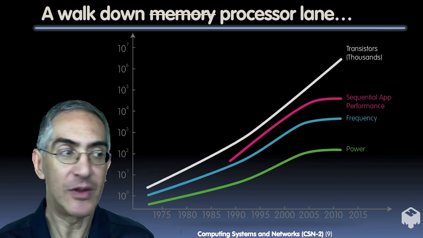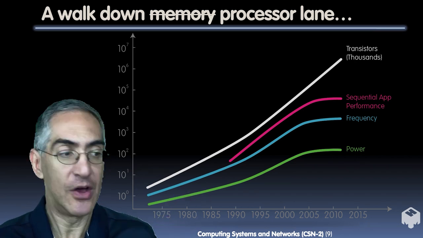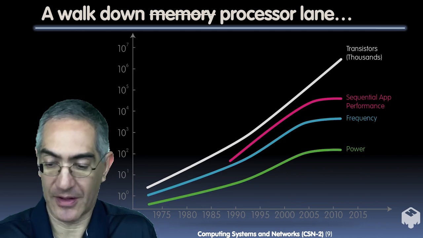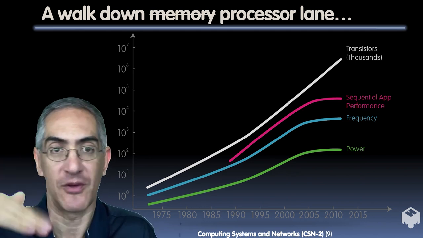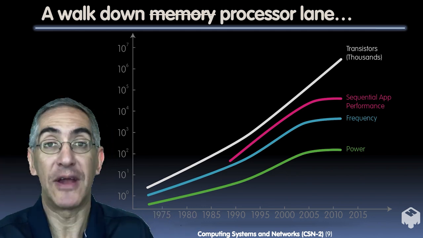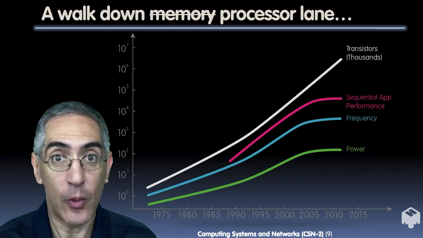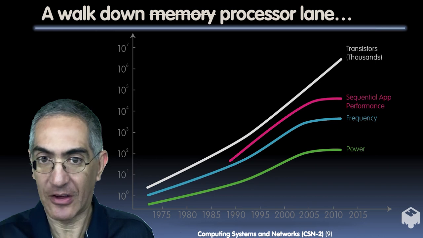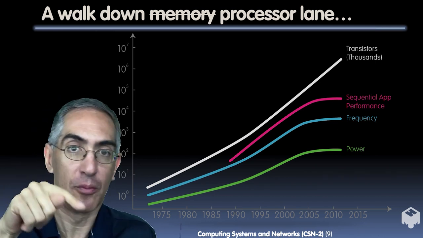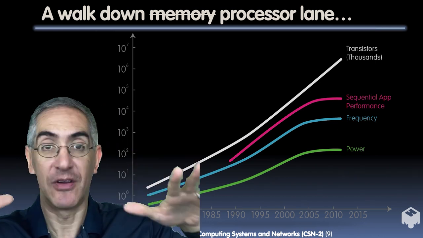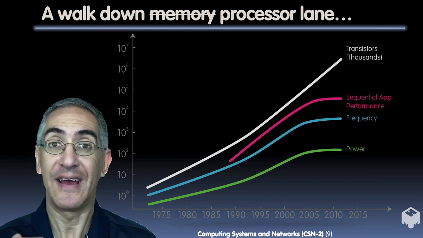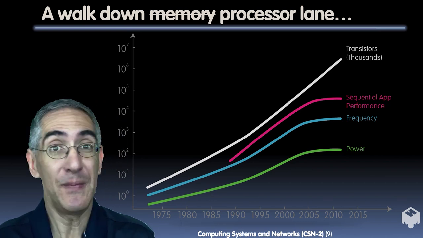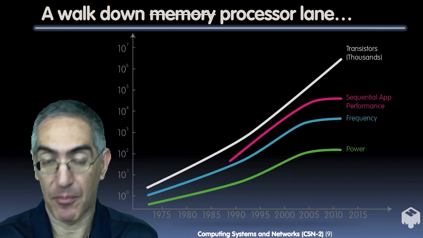Well, what happens when you stop increasing the clock rate? You don't get this free boost of power. If the machine's just going faster just because the heart rate's going faster, you're just going to get a benefit of sequential app performance. When I say sequential, I mean no parallelism, just a single processor running a single program, not trying to split it up into different sub-problems. Well, that started to plateau also. This is really bad. We can't have single app performance plateau.